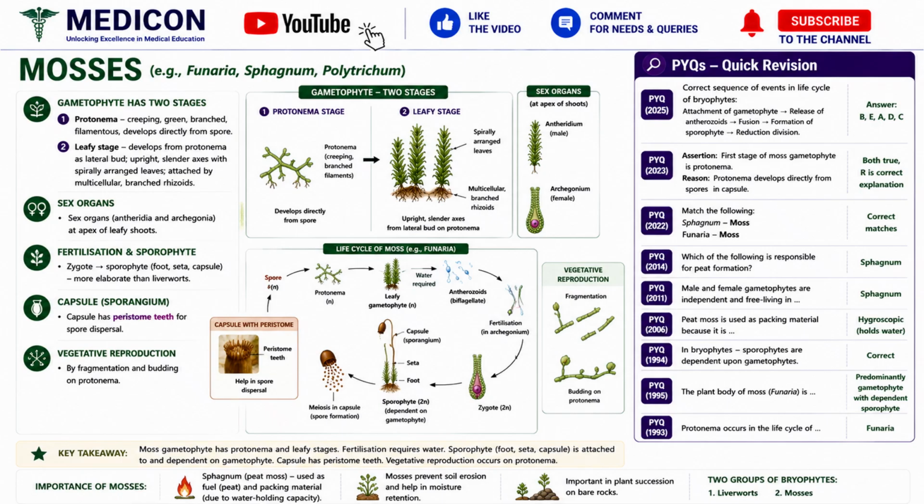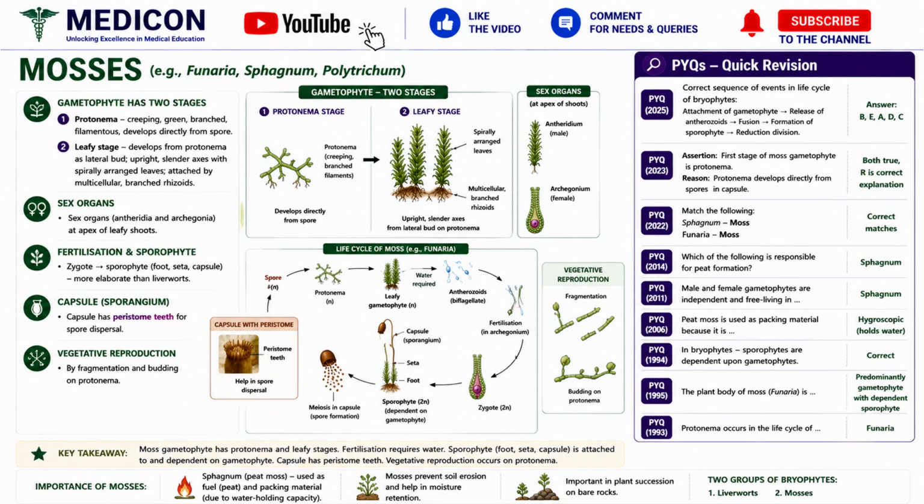So, importance of mosses. Sphagnum is also called peat moss, used as fuel, peat and packing material due to its water holding capacity. Mosses prevent soil erosion and help in moisture retention. This is another use of the mosses, because these mosses are tightly attached to the substratum. Therefore these mosses prevent soil erosion and help in moisture retention.